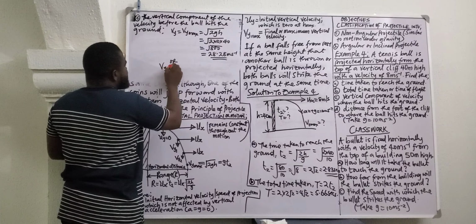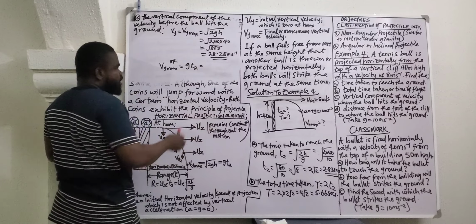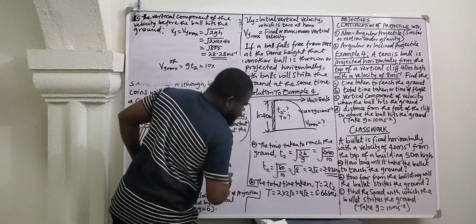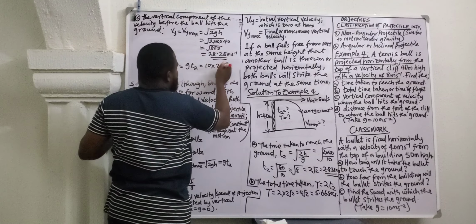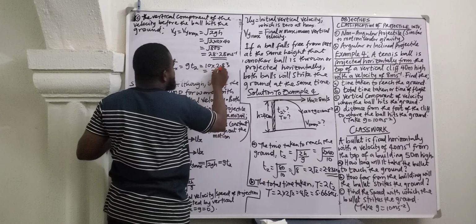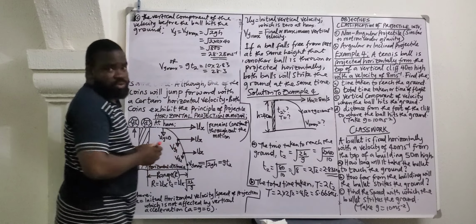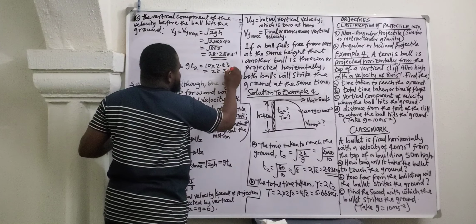Vy max is g times the time it takes to get to the ground. That is 10 times 2.83, and that will also give you approximately 28.3 meters per second. If you approximate the square root of 8, it gives you 2.83. So we are right.